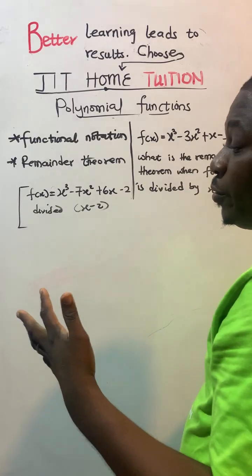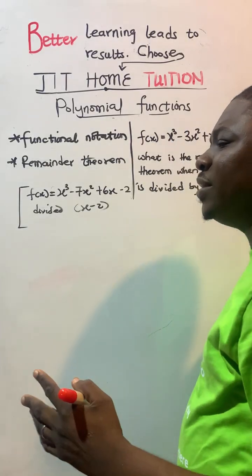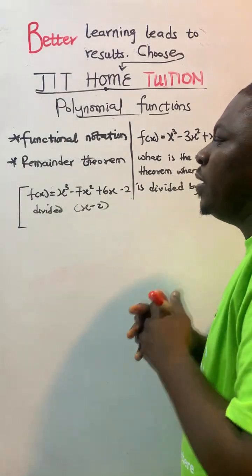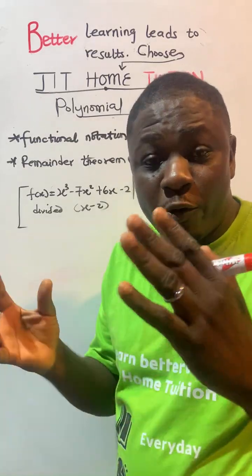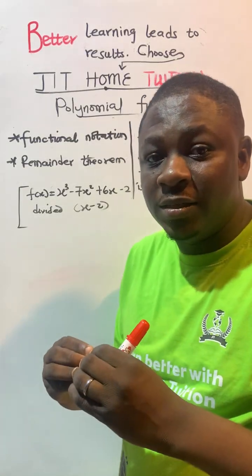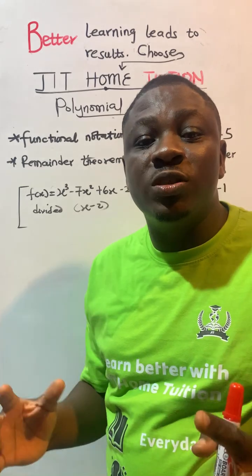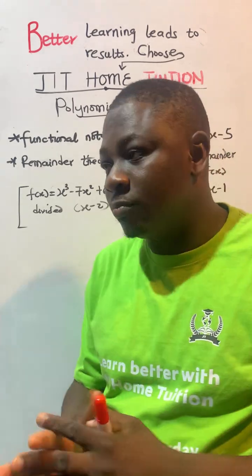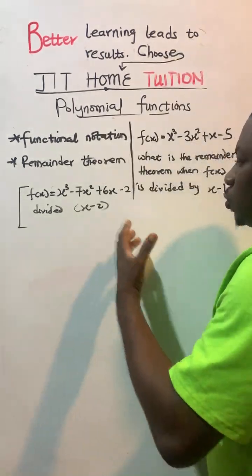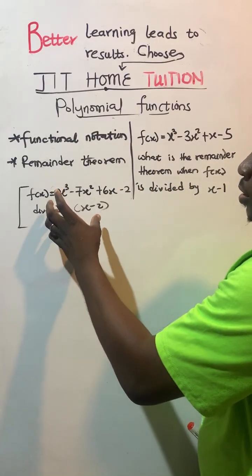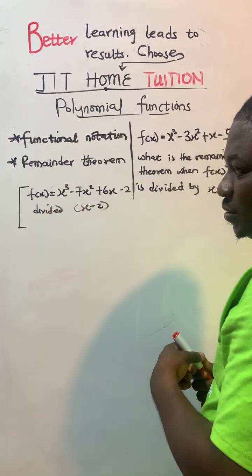I'm going to make it very brief for you. The whole idea of the remainder theorem is to help you get the remainder when you are dividing without necessarily using long division. Okay, so let's look at this one for instance.